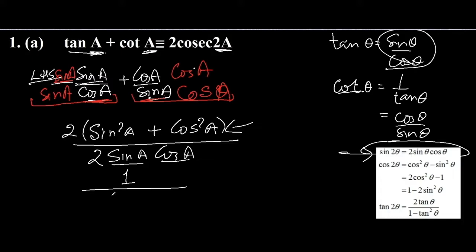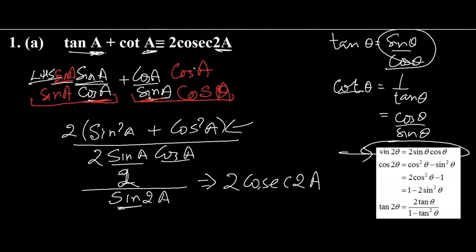And now I can write here 2 sine A cos A equal to sine 2A, and the top will become 2 now, not 1. And we can say 1 over sine 2A we know is cosecant 2A. So that becomes 2 cosecant 2A, because cosecant is the reciprocal of sine, that's why it became a proper identity, and this is equal to RHS. So we proved our identity.